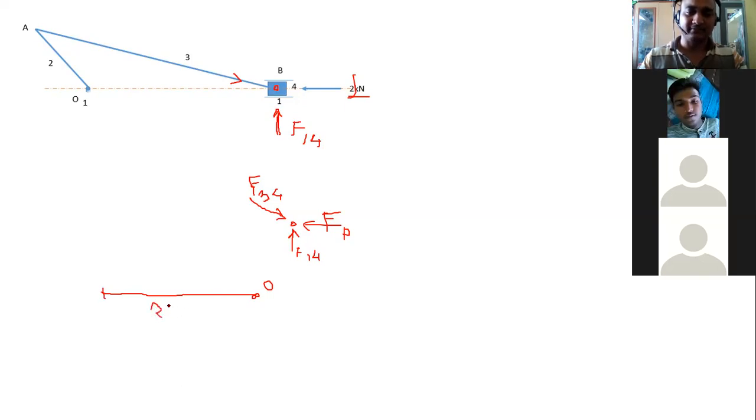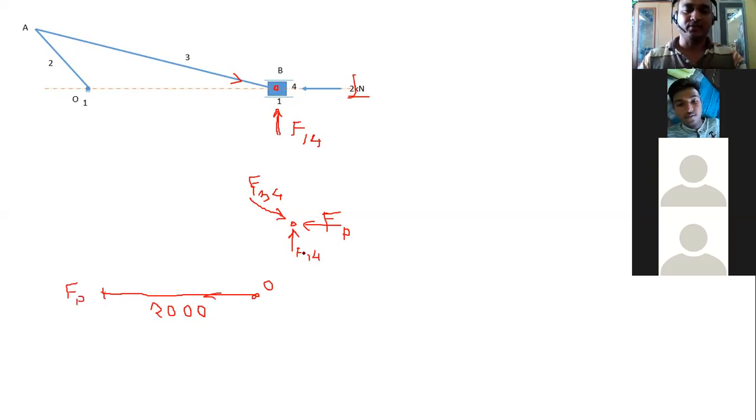So you have to take a proper scale. Let us say 1 centimeter equals 1000 newton. Then take 2 centimeters here for representing 2000 newton. Then at this point you will get this FP. So this point will represent FP from O. So this is the direction, and this is the magnitude.